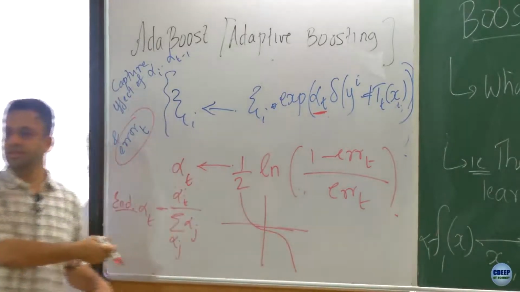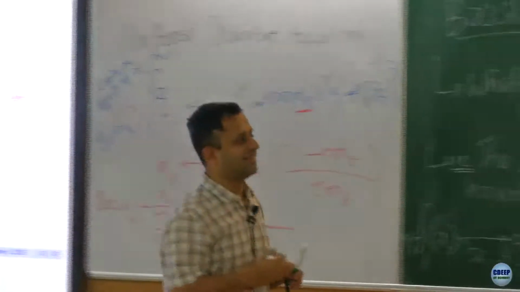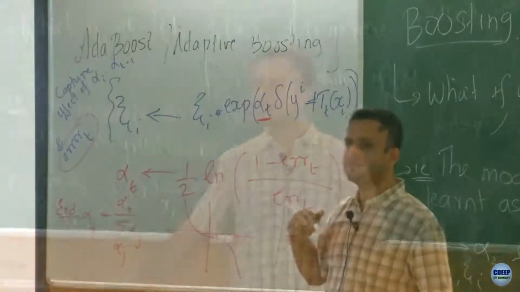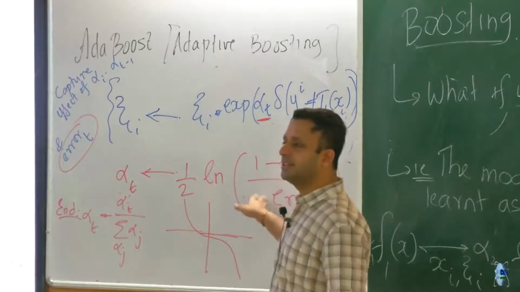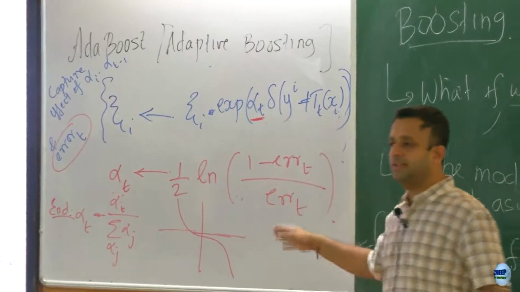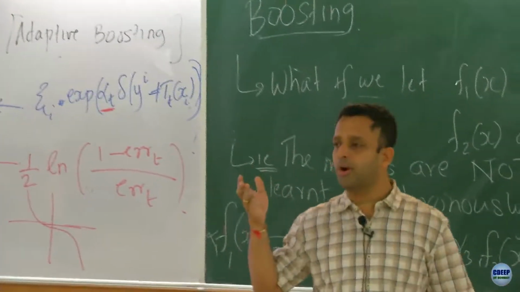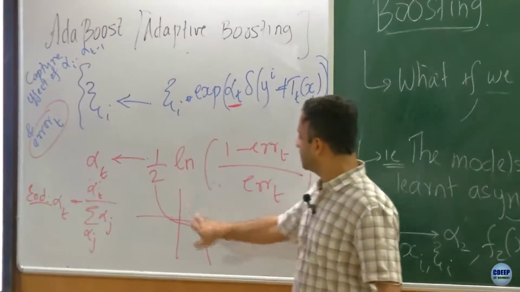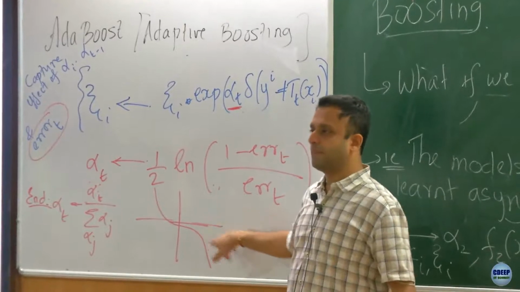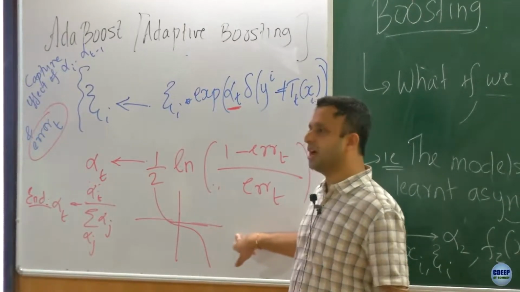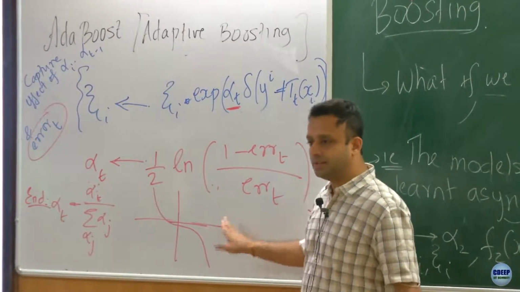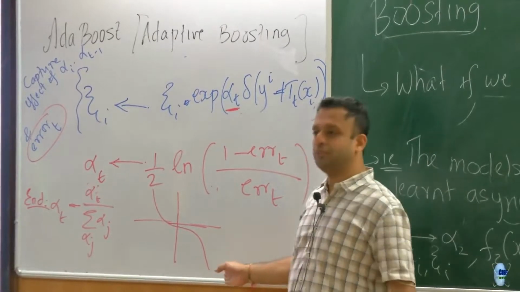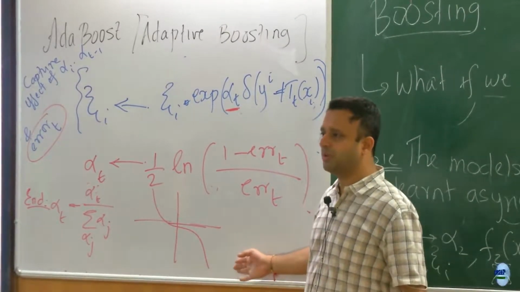This should have been chart, right? Nobody corrected me. If the error is small, the weightage given to the model should be large. That's what we wanted. This is the chart, right? And if the error becomes large, tending to 1, the alpha t should be very small. And this is what we wanted.